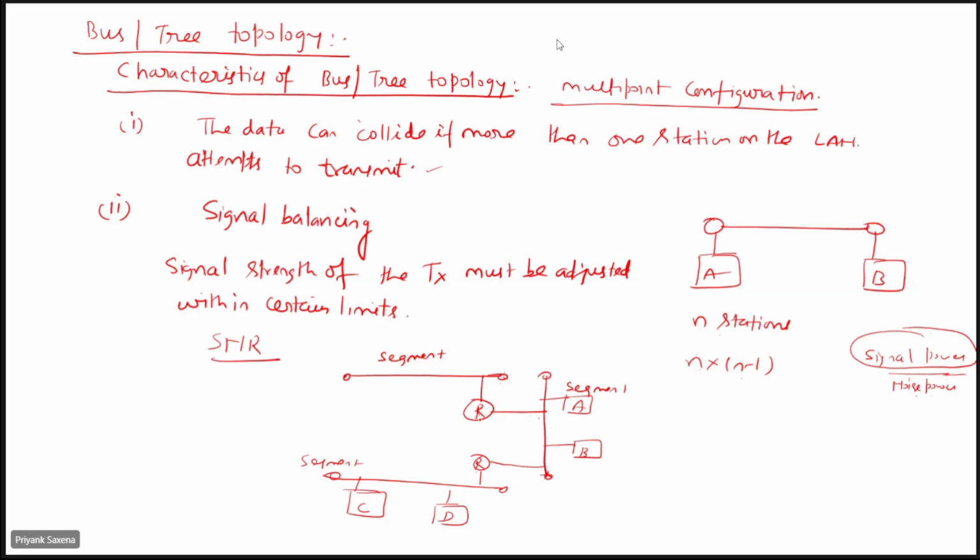This repeater will be a transparent one. The stations connected to different segments may not be aware of the presence of this repeater. Whatever stations are transmitting, this repeater will catch it and regenerate it on the other segment, right? So in that way, the signal level can be balanced. The signal strength can be adjusted within the limits, right?